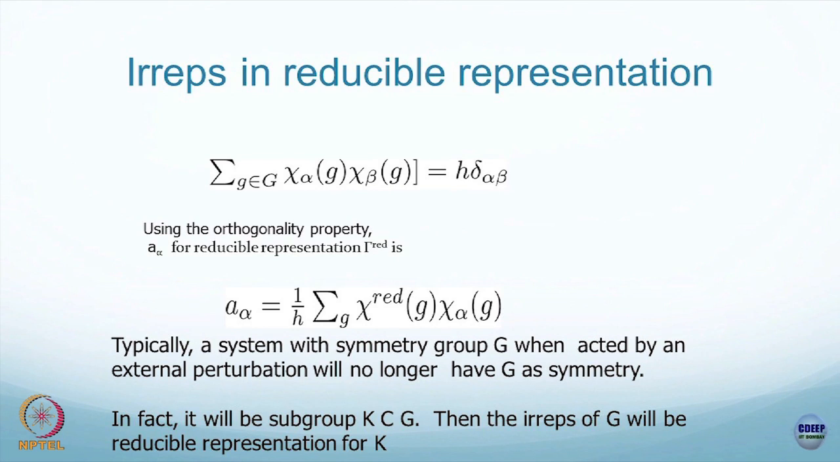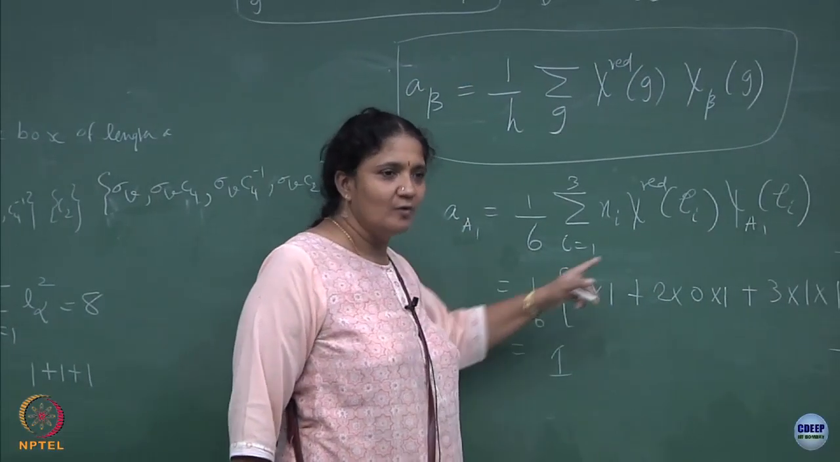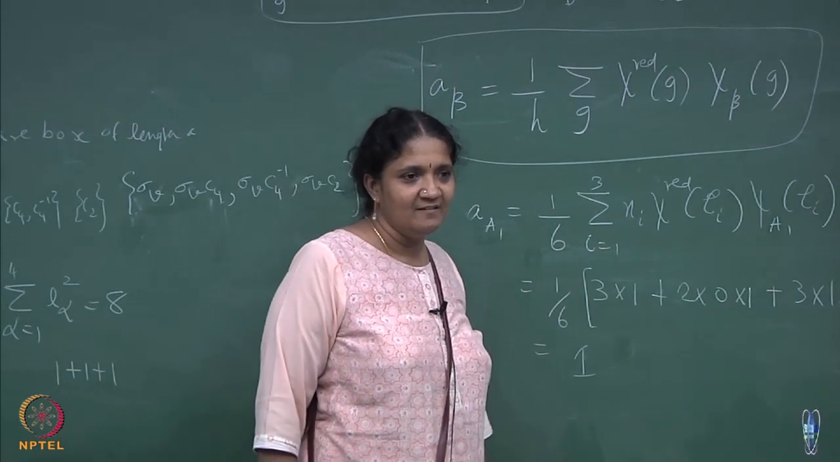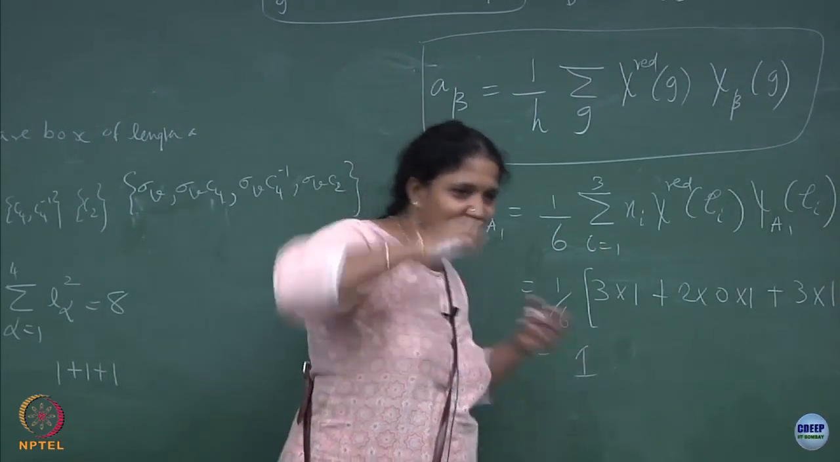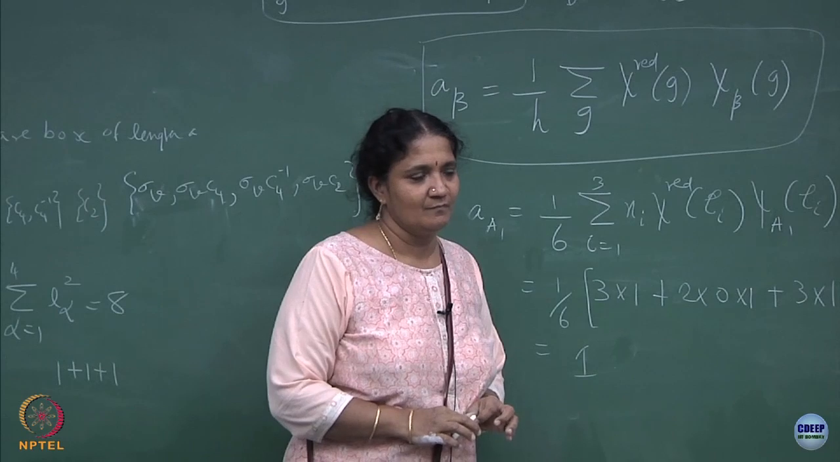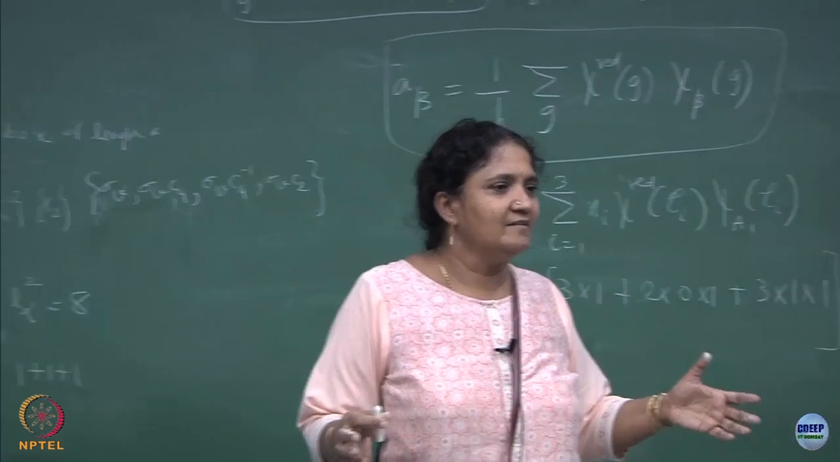Then the irreps of G, which you started with in the character table, will no longer be an irrep of K, it will be a reducible representation for K, and then we start doing this procedure of breaking the reducible representation of higher group symmetry due to perturbation into the lower group, and how many times in the lower group that irreducible representation of a higher group, which is reducible as far as the lower group is concerned, you can determine by this process.